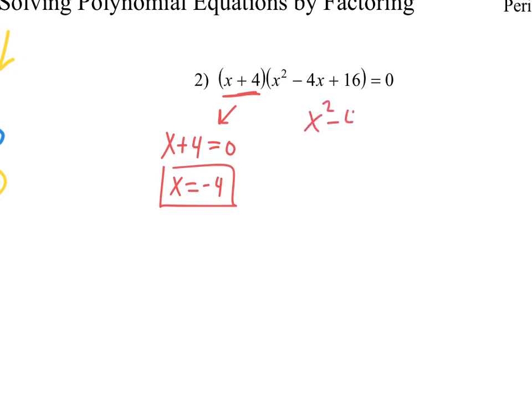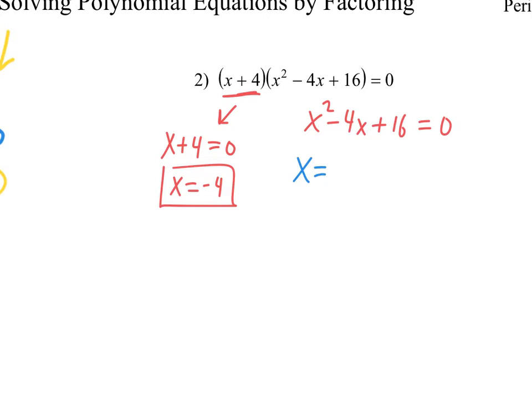And the other factor happens to be a quadratic, right? It's x squared minus 4x plus 16. So to solve a quadratic, that's when we would either factor it further if possible, or maybe just jump right to the quadratic formula. Okay, so let's take a quick peek. Any factors of 16 that add up to the negative 4 in the middle? I don't think so. So let's go right to our quadratic formula to solve it.